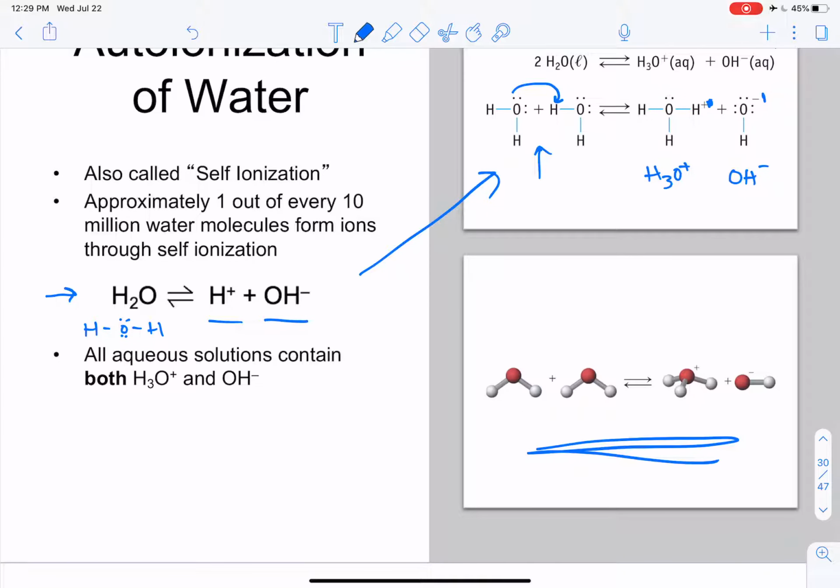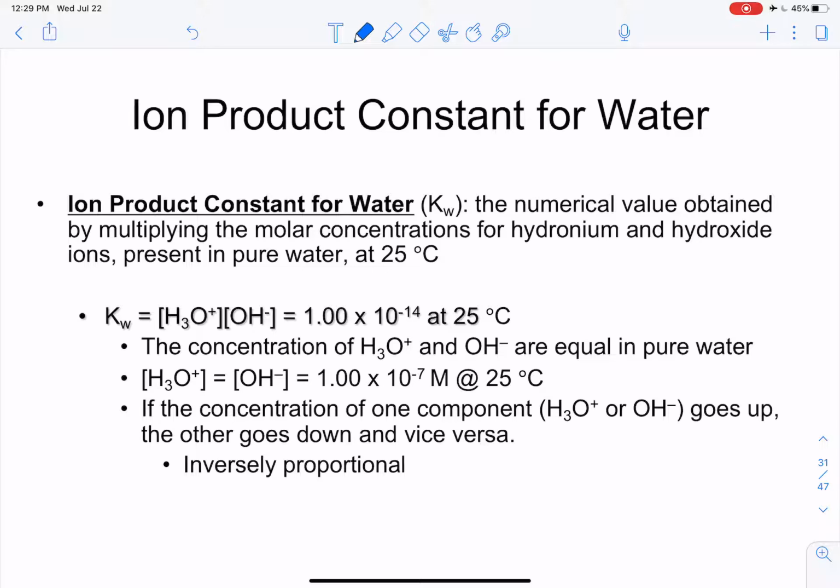Okay, so regular old aqueous solutions, or beakers full of water, are going to contain a few hydroxides and a few hydroniums, just because you have the autoionization of water. And they'll be in equal concentrations if we just have a neutral circumstance, meaning we don't have acid or base going on. So the ion product constant for water is called Kw.